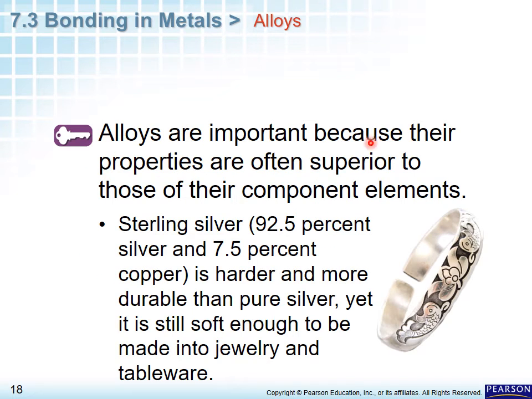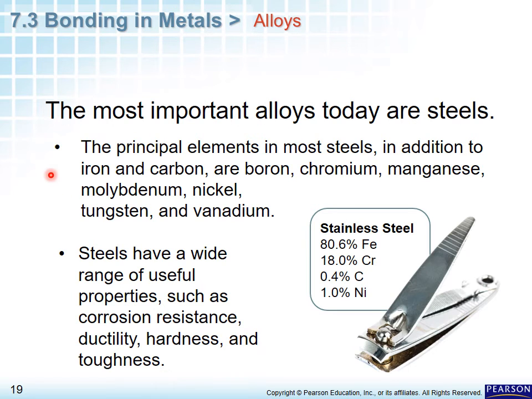Alloys are important because their properties are often superior to those of their component elements, such as sterling silver: 92.5% silver and 7.5% copper mixed together make sterling silver, which is harder and more durable than pure silver, yet it is still soft enough to be made into jewelry and tableware. Another example I can give you, the car tire rim is made of an alloy as well. The most important alloy today is steel.